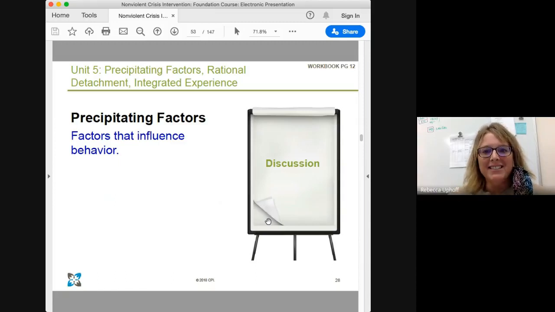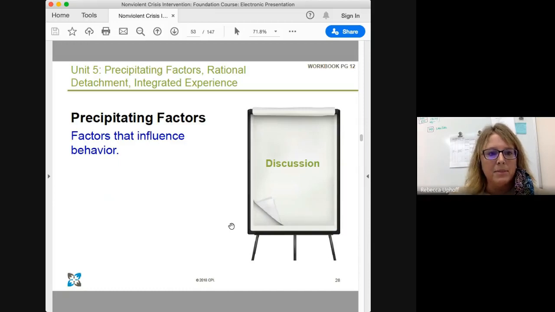All right. Hello. So we're going to be talking about those precipitating factors, integrated experience, and the rational detachment. And we want to recognize that the underlying causes driving a person's behavior and yours helps you to respond and prevent and manage these crisis situations. When we think back to that crisis developmental model with the anxiety, defensive, risk behavior, tension reduction, and then how staff approach that and how they respond, is that integrated experience.